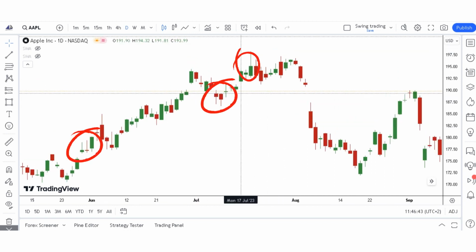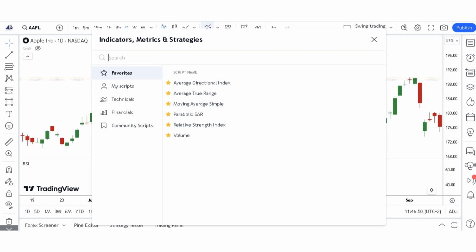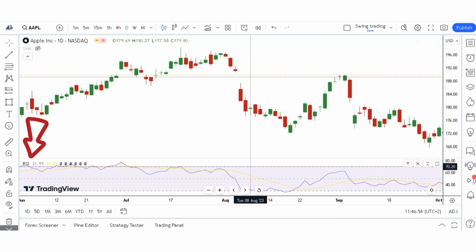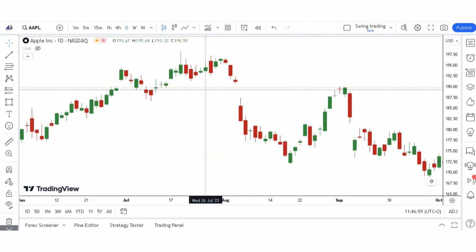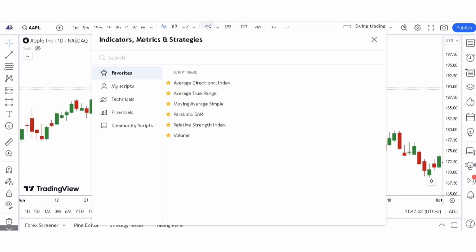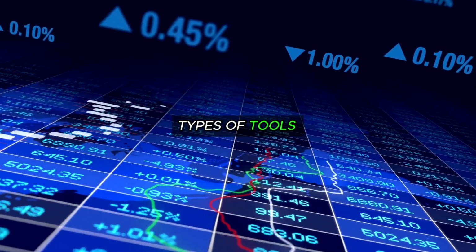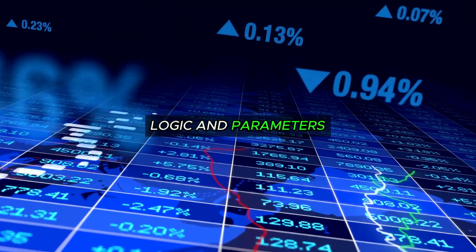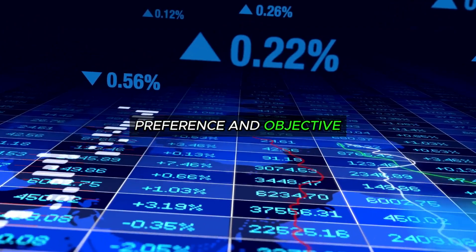Candlestick patterns, which are combinations of one or more candles that show the price action and the sentiment of the market to indicate possible reversals or continuations of the trend. Indicators, which are graphical or numerical representations of the strength, direction, and volatility of the price movements to measure various aspects of the market, such as momentum, trend, volume, or oscillation. There are many types of tools and indicators available, and each one has its own purpose, logic, and parameters. We can use them individually or in combination, depending on our preference and objective.